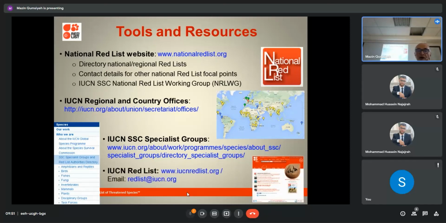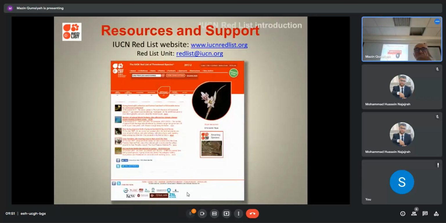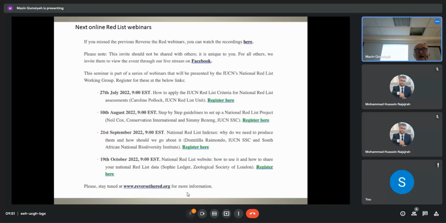Here is also the link to the IUCN Global Red List. So you can see on this slide where the resources are, and you can download hundreds of documents in English, French, Spanish, and some of them in Arabic to help you continue the process. There are also webinars, especially webinars for the national red list. You have the list here.